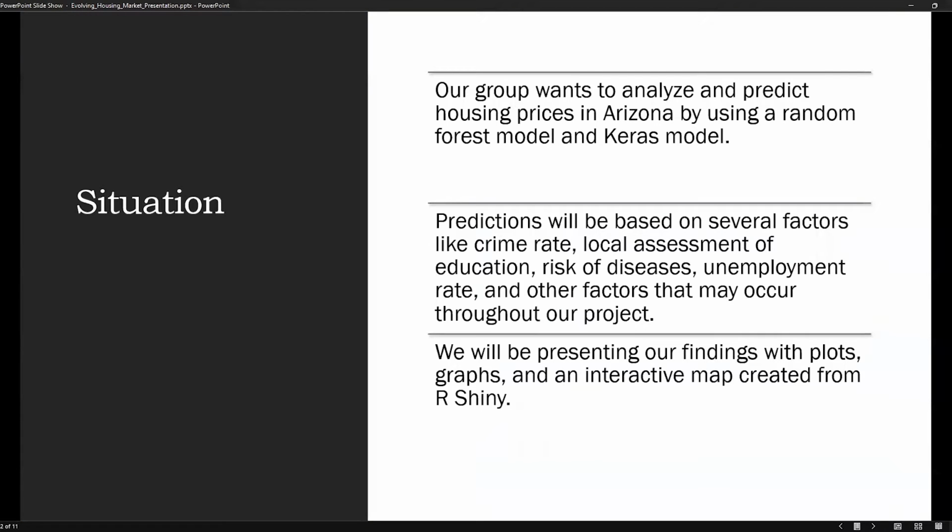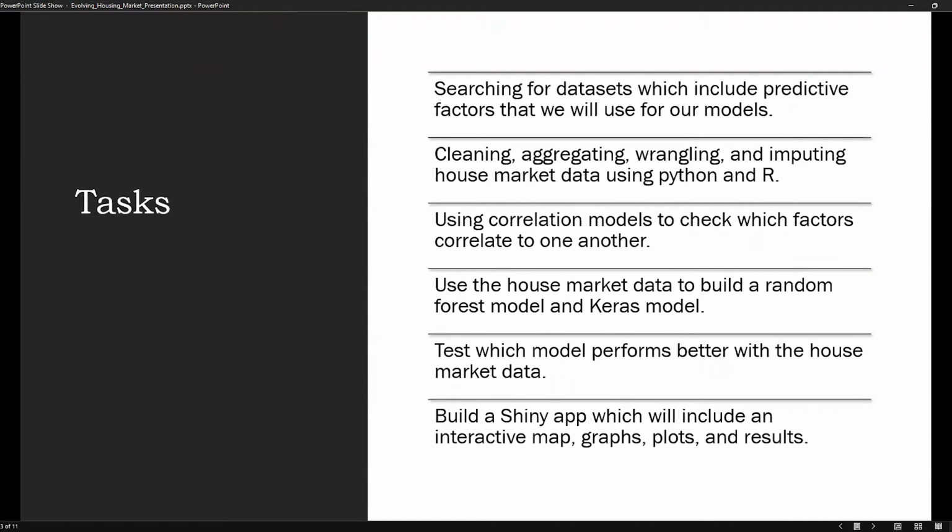For our group capstone project, we want to analyze and predict housing price values in the state of Arizona. We will achieve this by using several factors like state tax, crime rate, poverty percentage, and population estimates. We will then take all these features and put them into a random forest model and a Keras model. Then we will see which model runs faster, and we will be uploading all of our graphs and results into an RShiny app.